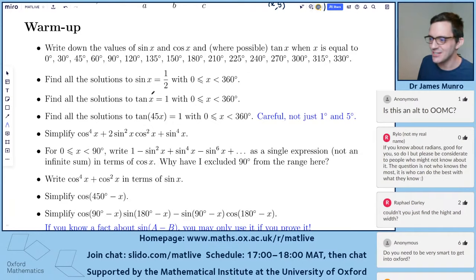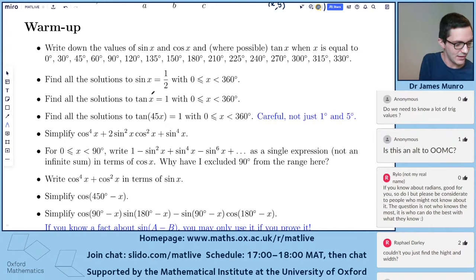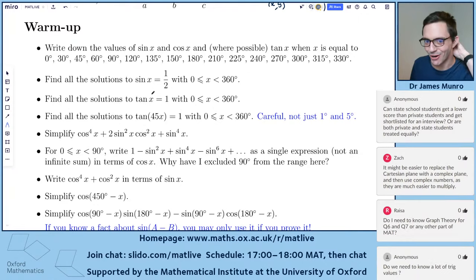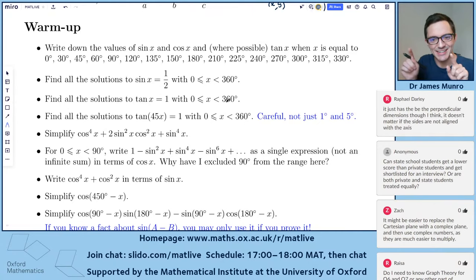Right. Do you need to know a lot of trig values? I think it's time to look at the warm-up problems. Let's go. So graph theory and the complex plane have just been mentioned in chat. You don't need to know about graph theory or the complex plane in order to do MAT questions, so don't worry about that. Okay. It's surprisingly hard finding the width of the triangle. Right, okay, good.